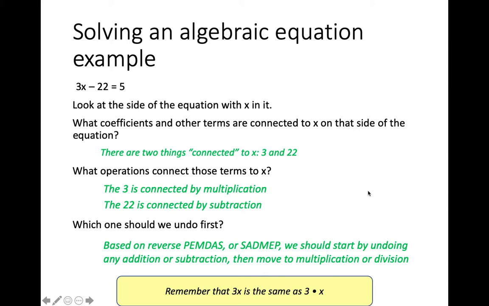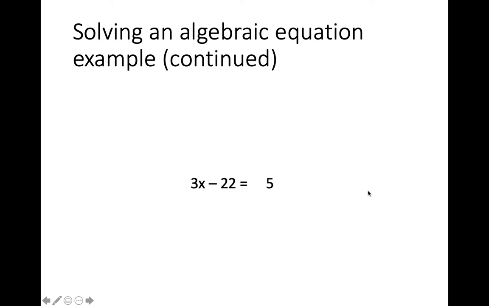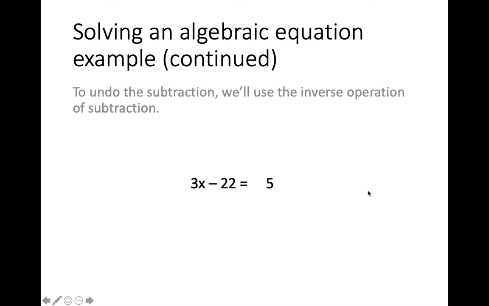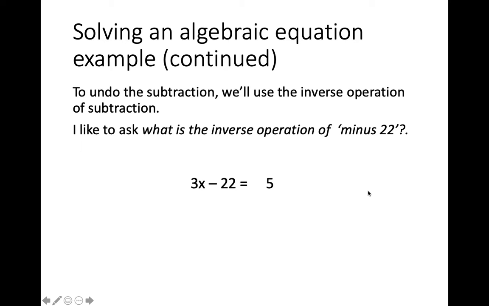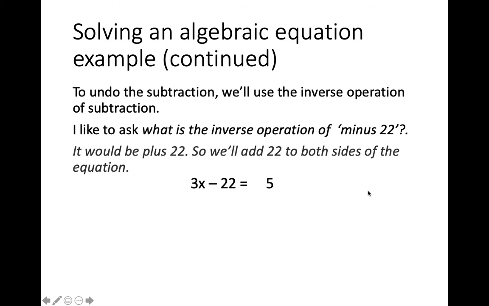Let's see what that would look like. Here's our equation, 3x minus 22 equals 5. To undo the subtraction, since that's the first thing we would do in our reverse PEMDAS order, we'll use the inverse operation of subtraction. I like to ask, what is the inverse operation of minus 22? Well, obviously the answer would be plus 22. So we'll add 22 to both sides of the equation. When we do that, it would look like this. And we're going to just add downwards.